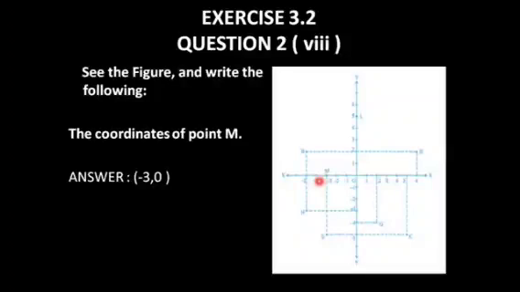So this number is only on the x-axis. Hence, the y coordinate has been mentioned as 0. And the x coordinate, as it is shown in the graph, is -3. So the coordinates for the point M would be written as -3, 0.